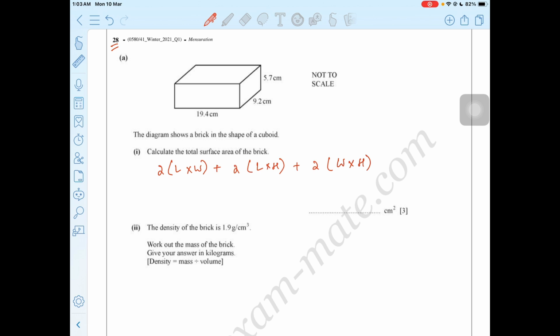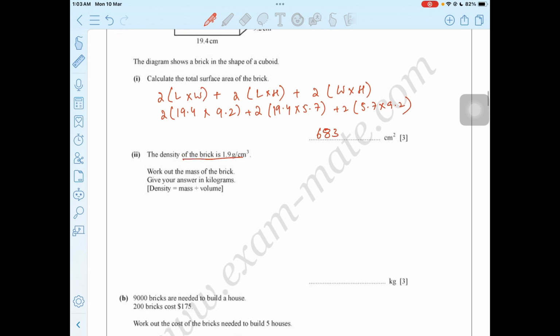So we plug in these values and then multiply them. So this would be 19.4 multiplied by 9.2, then 2 multiplied by 19.4 multiplied by 5.7, then plus 2 multiplied by 5.7 multiplied by 9.2. Then we calculate and we get our actual answer as something like 683. Okay.